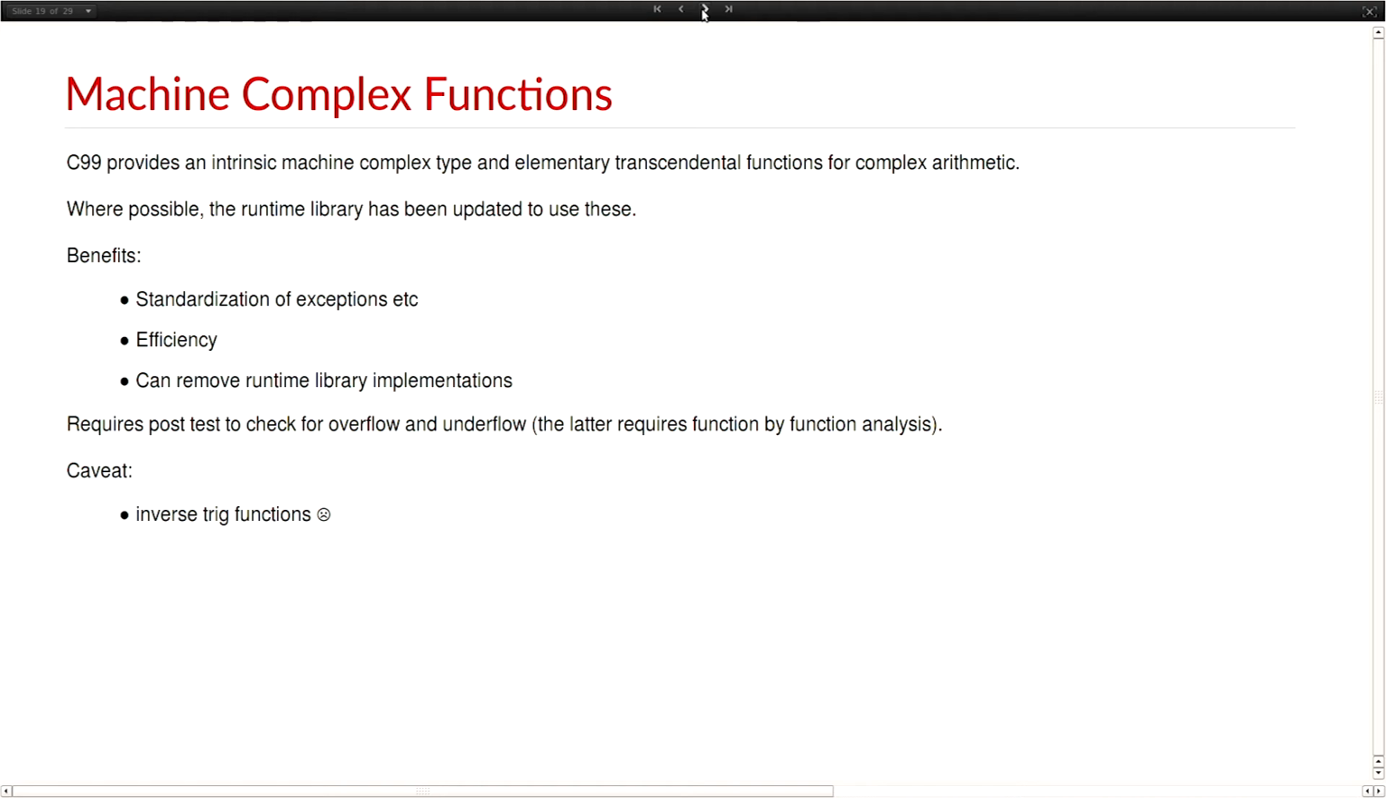So one of the things we've been doing is looking at machine complex functions. In the more recent C standards, there are machine precision complex functions as part of the C99 standard. And that means we can get things with standardization of exceptions, more efficient, and we can also remove some of our own implementations of these functions from the runtime library.